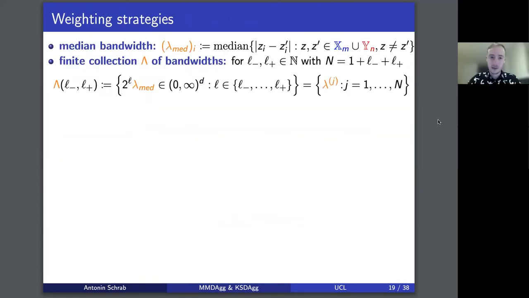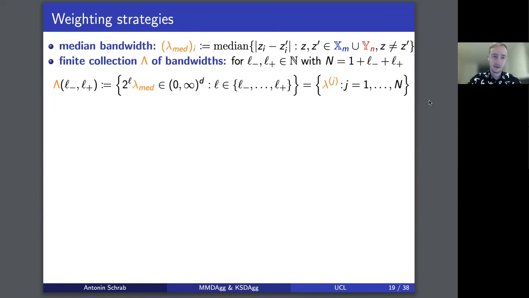So as I said, we had some weights, and the weights could be chosen by the user. So I'll now discuss how one can choose the weights. We propose 4 strategies. So first, we consider the median bandwidth. That's defined in a slightly different way than I defined it before. Here we essentially take the median in each component, so it's the median distance in each component for all the points in the full sample.